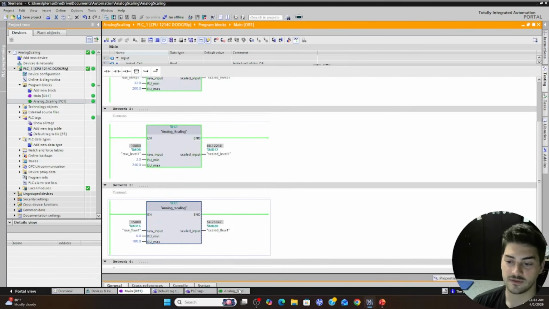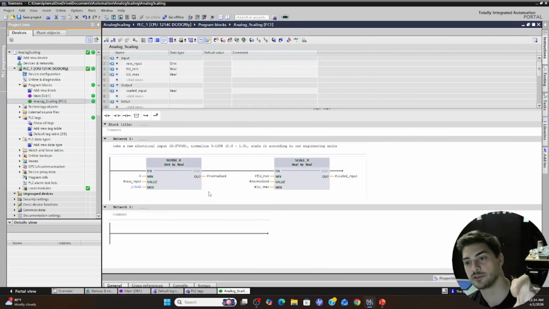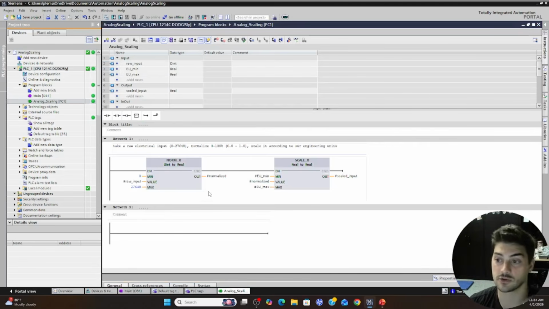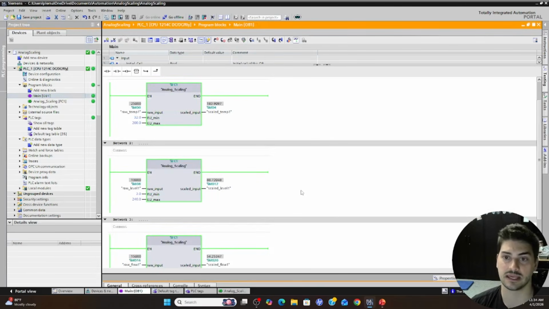So one very simple analog scaling function that takes a raw input, normalizes it, and then scales it according to our engineering units is able to take every 4 to 20 milliamp analog input in our entire system and rapidly convert it to engineering units that we'd want to see. We'd want to put these on an HMI, add them to a historian tool, and view trends over time. So this is really a simple, basic crash course to analog scaling. No need, I think, to overcomplicate it.